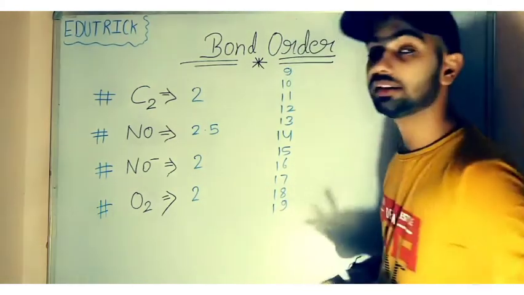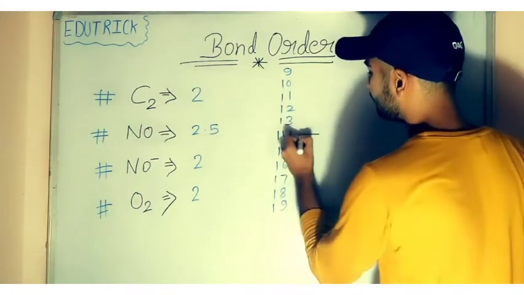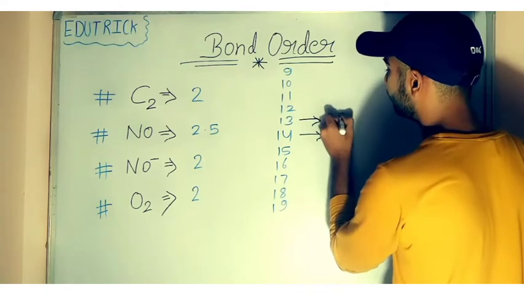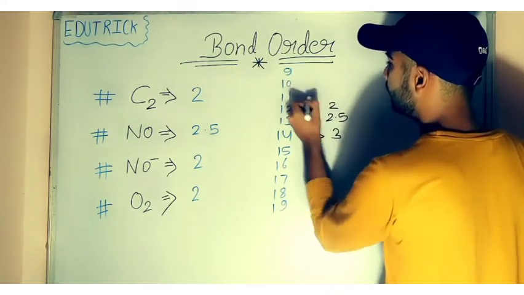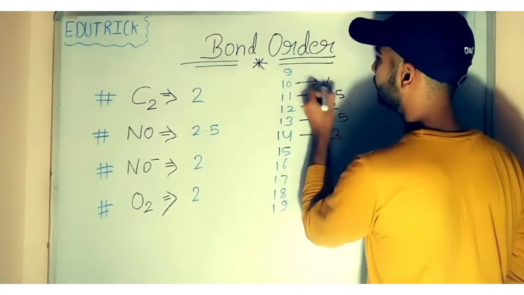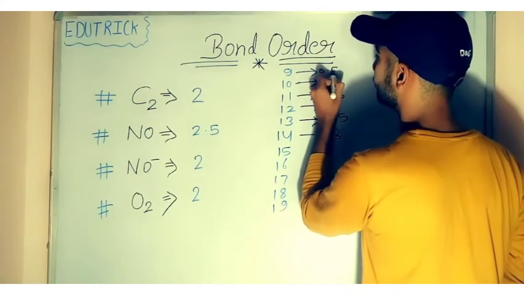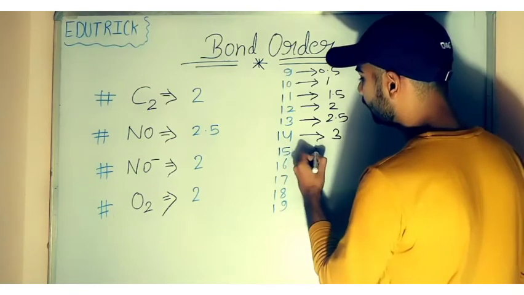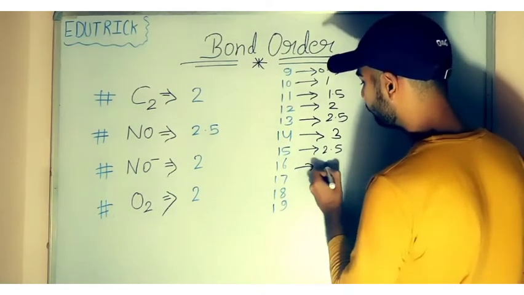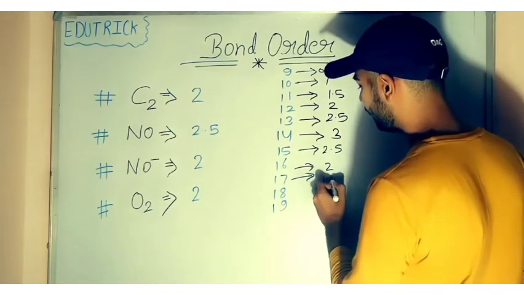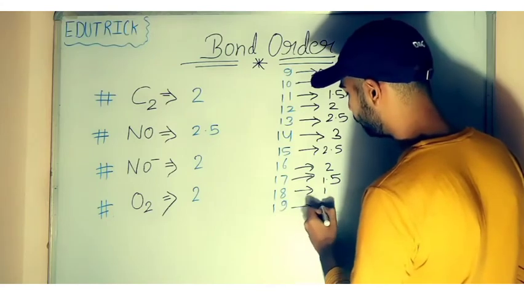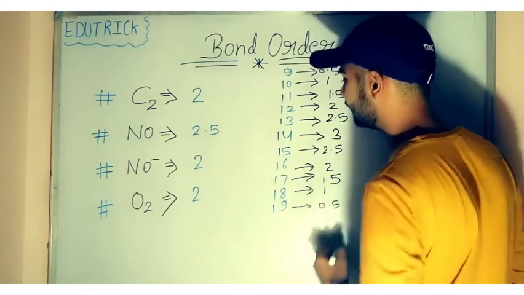And you have to remember this: 14 stands for 3, 13 stands for 2.5 and 12 stands for 2, 11 stands for 1.5, 10 stands for 1, 9 stands for 0.5. And in increasing order, it is 2.5 for 15, 2 for 16, 1.5 for 17, 1 for 18 and 0.5 for 19.